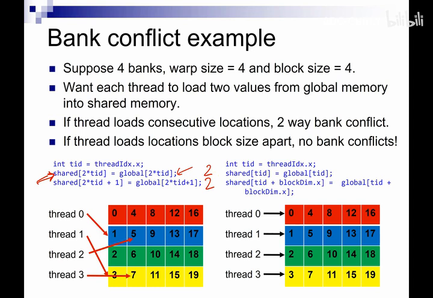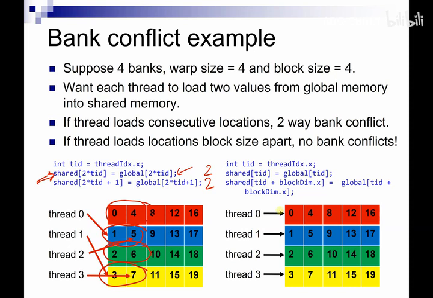Now to get rid of this bank conflict, there are various techniques. Later on we'll see something called padding and some other techniques. But here there's a very simple way to get rid of the bank conflict. Instead of having thread 0 access 0, 1 and thread 1 doing 2, 3, we're going to have thread 0 do 0, 4, accessing these two, and thread 1 do 1, 5. We're just changing the order that the threads access the data.